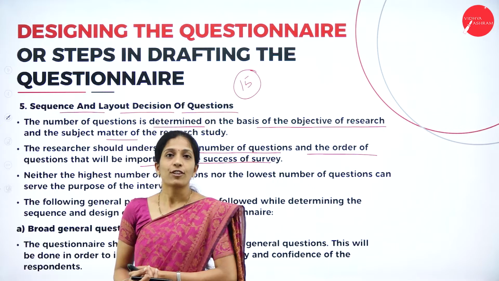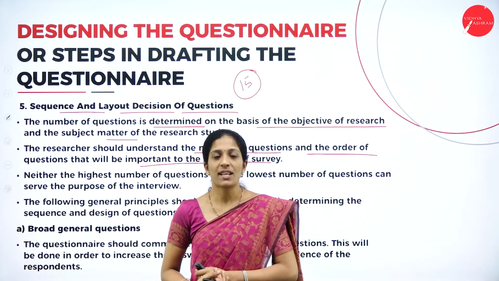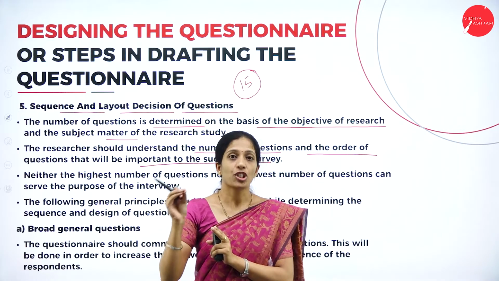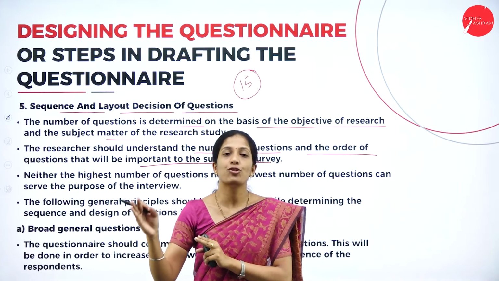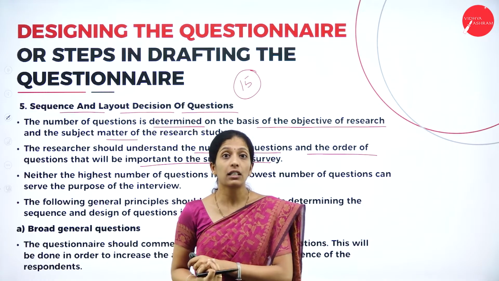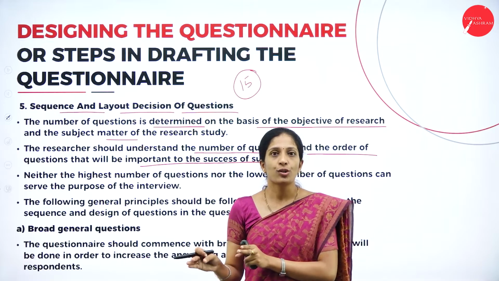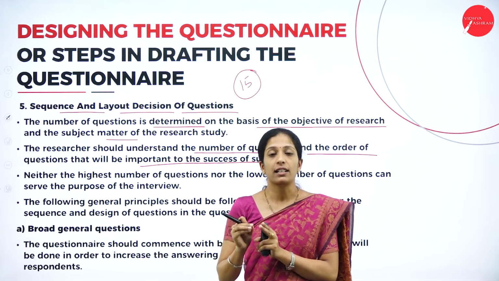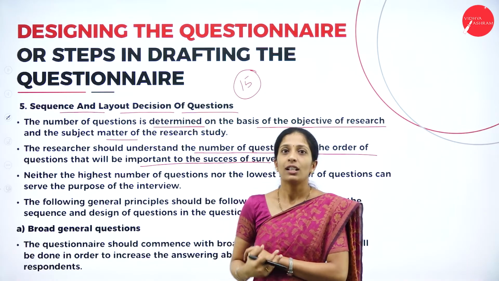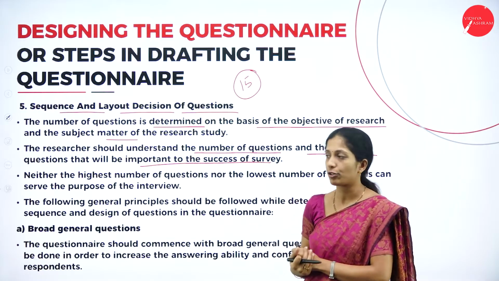Now, for example, if a question is being asked, what is the income of a particular person? Suppose the income is 1 lakh per annum, then the next question will be, how much of that particular income will be spent on the education of his children? So these two questions are interrelated to each other. First, the researcher wants to know the income. Next, he wants to know how much portion of that income is being spent on the education of his children. So this type of question has to be asked in the questionnaire. That is, they have to be interrelated to each other.